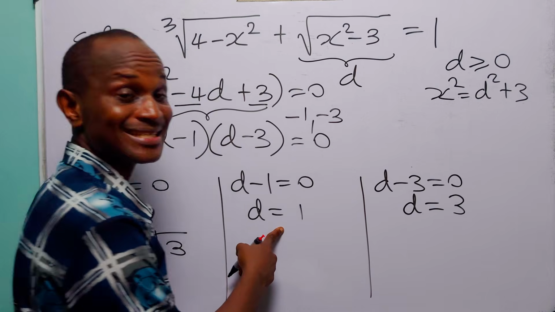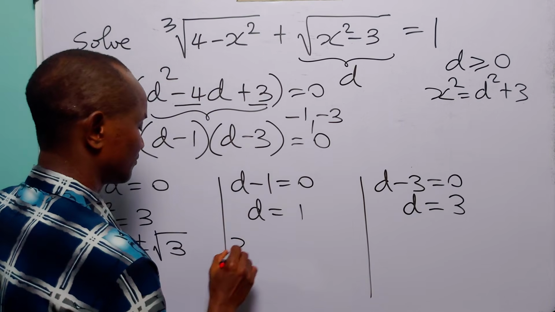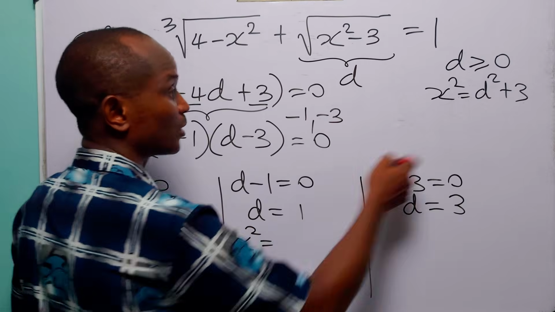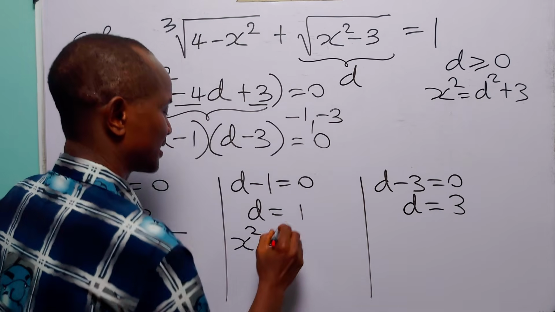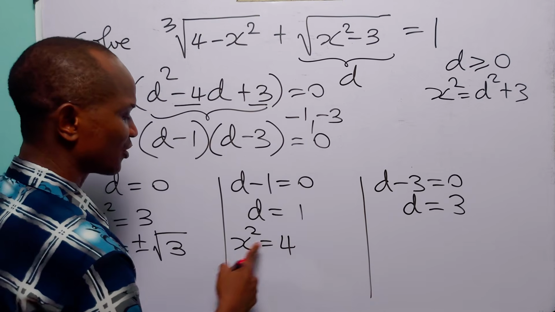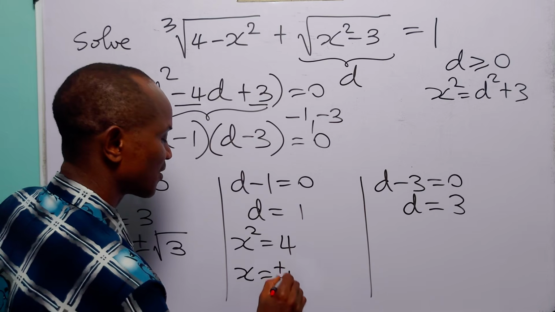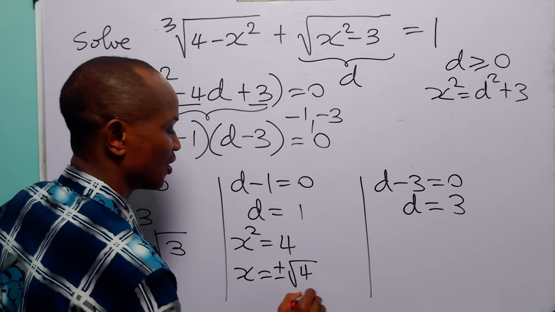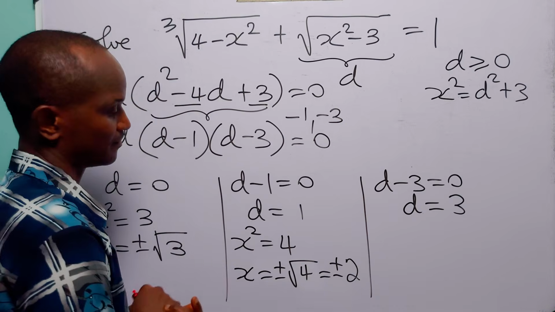In this case, when d is equal to 1, we have that x squared is equal to 1 squared, which is 1, plus 3, that is equal to 4. Once more, taking square root of both sides of this equation, we have that x is equal to plus or minus the square root of 4. This is equal to plus or minus 2.